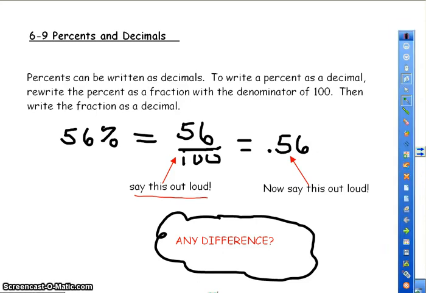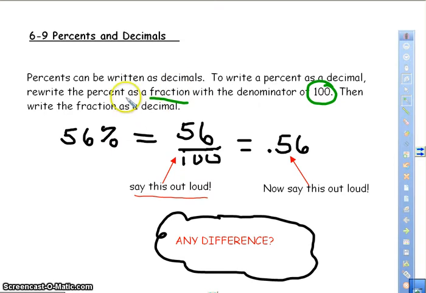Okay, today we're going to be doing our last part of section 6-9, percents as decimals. Percents can be written as decimals and decimals can be written as percents. To write a percent as a decimal, you rewrite the percent as a fraction with a denominator of 100 because you are comparing that percent to 100.